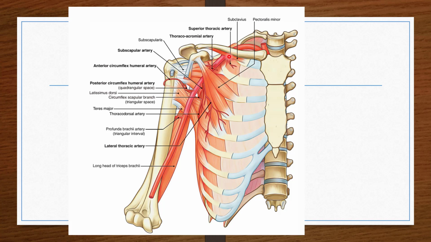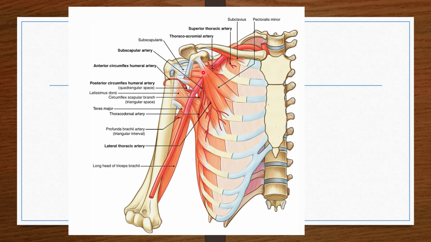They are same. Highest thoracic or superior thoracic artery are same. Then the second part of the axillary artery, which is behind the pectoralis minor muscle, gives two branches. One is the thoracoacromial artery, and one is the lateral thoracic artery. See here, this is the lateral thoracic artery, which is a branch of the second part of the axillary artery.